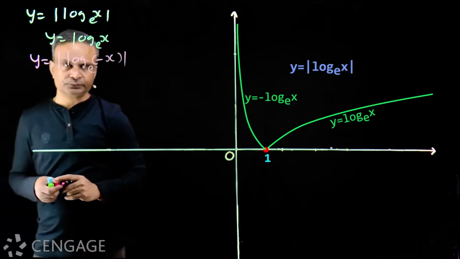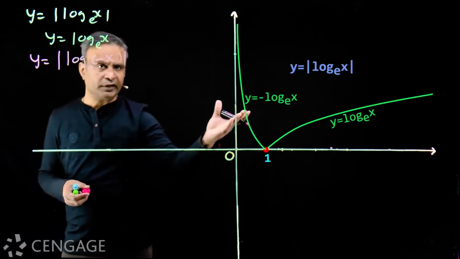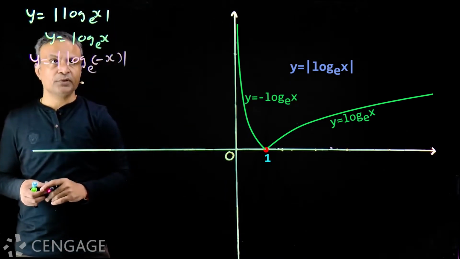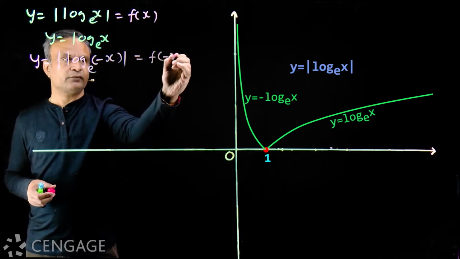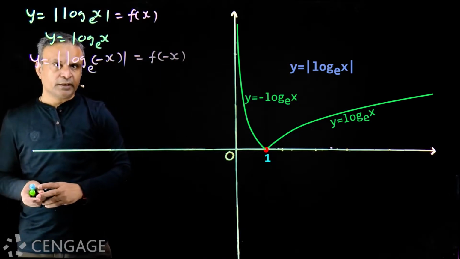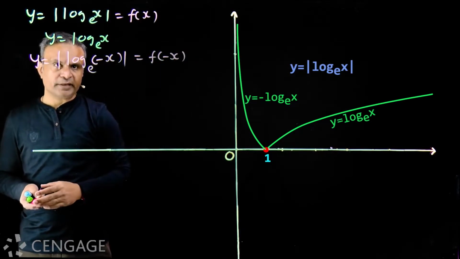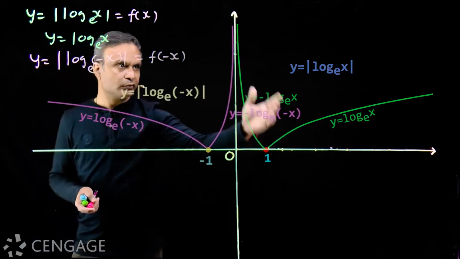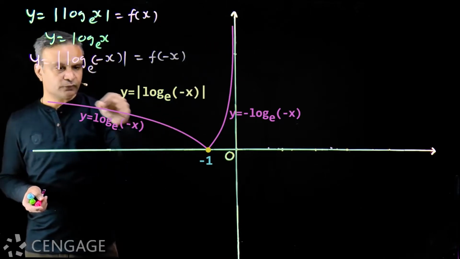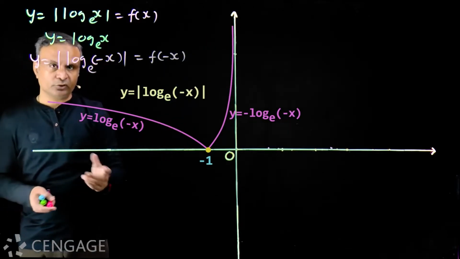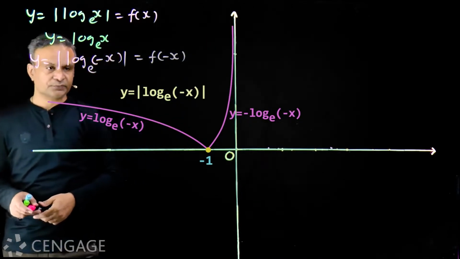इसका graph क्या होगा? We have the graph of y is equal to modulus of log x. This is function f of x, then this will be function f of minus x. And to draw the graph of y is equal to f of minus x, we reflect the graph of y is equal to f of x in y-axis. So this is the graph of this function, modulus of log of minus x.